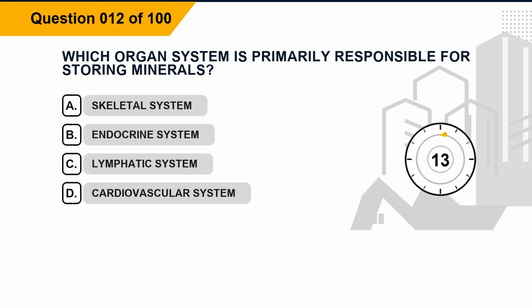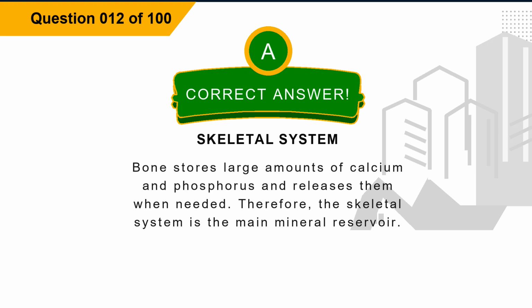Question 12. Which organ system is primarily responsible for storing minerals? Option A, skeletal system. Option B, endocrine system. Option C, lymphatic system. Option D, cardiovascular system. The correct answer is option A, skeletal system.